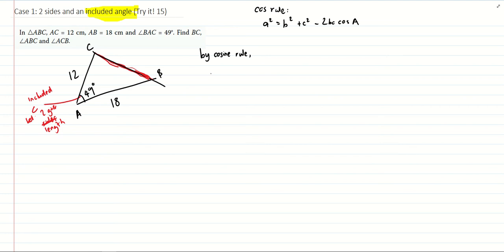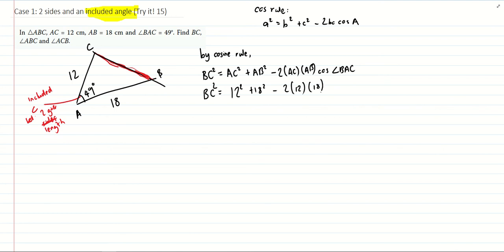we can easily have a squared equals b squared plus c squared minus 2bc cosine A. Your a squared is what I want to find, so it's BC squared equals your AC squared plus AB squared minus 2 times AC times AB times cosine of the included angle, so angle BAC. Then just simply substitute in, so BC squared equals 12 squared plus 18 squared minus 2 times 12 times 18 times cosine 49 degrees.